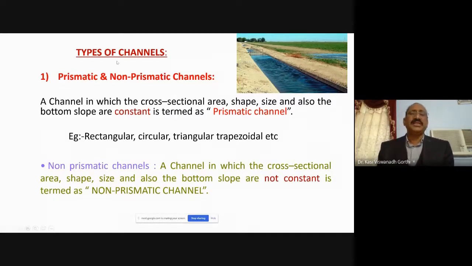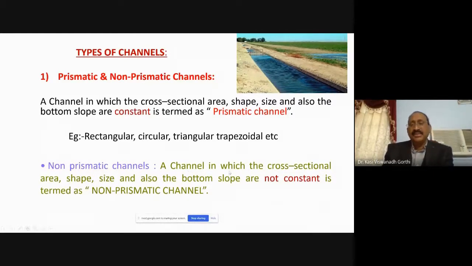So one type of classification for the open channels is prismatic and non-prismatic channels. A channel in which the cross-sectional area, shape, size, and also the bed slope are constant is called a prismatic channel. So if these things are not changing, then it is called a prismatic channel. Cross-sectional area, shape, size, and the bed slope, bottom slope. If all these are constant along the length of the canal, then it is called a prismatic channel. Like rectangular, triangular, circular, all these channels with constant parameters are called prismatic channels.